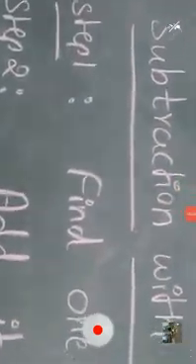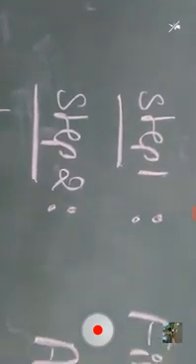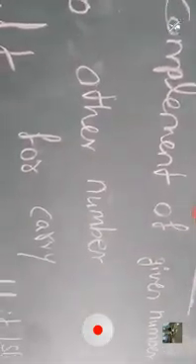Now students, let us learn how to subtract with a ones complement method. To do that, we need to follow three important steps. Step 1: first we have to find the ones complement of the given number. Step 2: add this ones complement to the other number. Then finally, in the third step, we have to check the result for the carry.